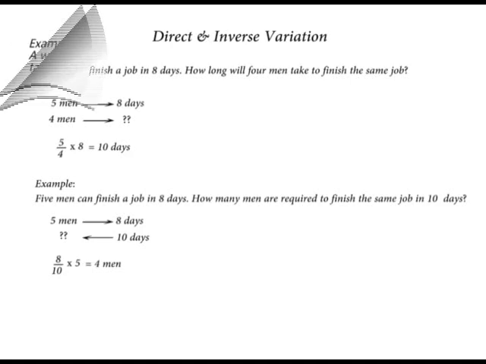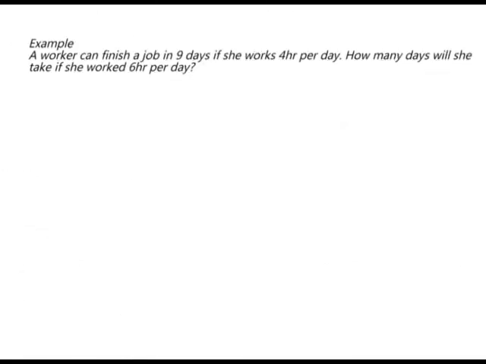Another example, a worker can finish a job in 9 days if she works for 4 hours per day. How many days will she take if she worked for 6 hours per day? Two quantities, number of days and the rate of working, that is in hours per day. 4 hours per day, she takes 9 days. She increases her rate of work to 6 hours per day. How long does that take?